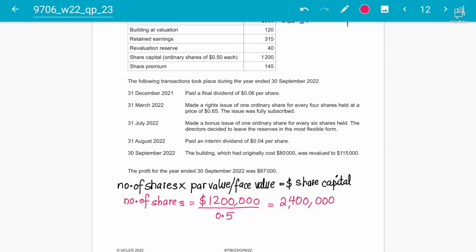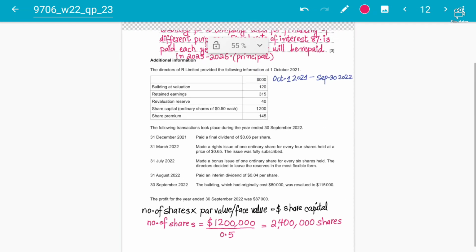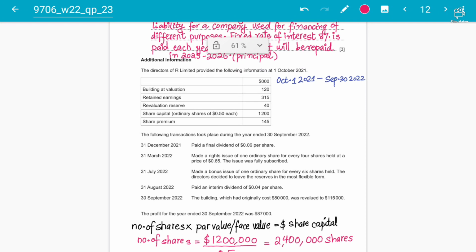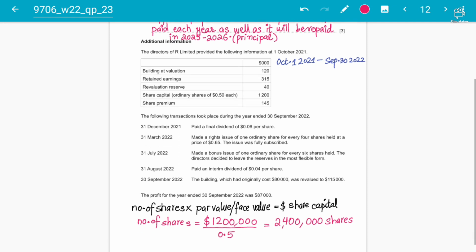Also, this is not the correct word to write, but to pronounce, 2.4 million shares are there for the company. So you can say that at the start of the year, which means 1st October 2021, there are 2,400,000 shares, okay? Let's get started with the workings, okay?